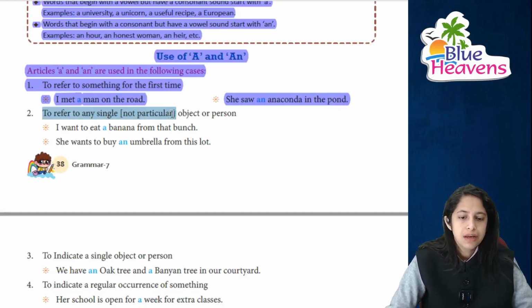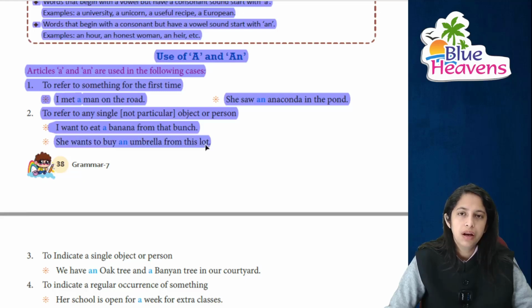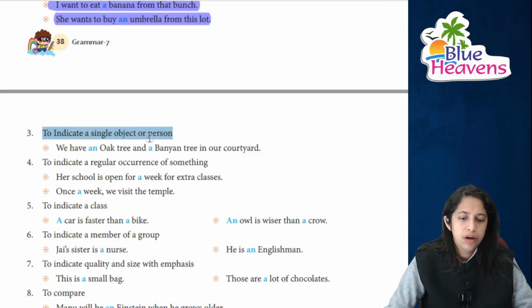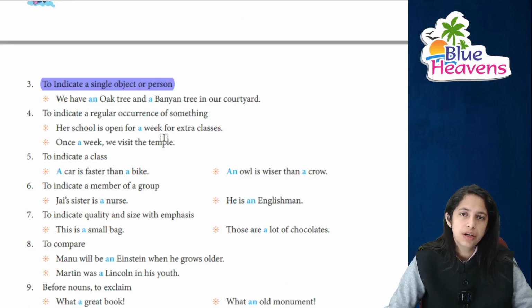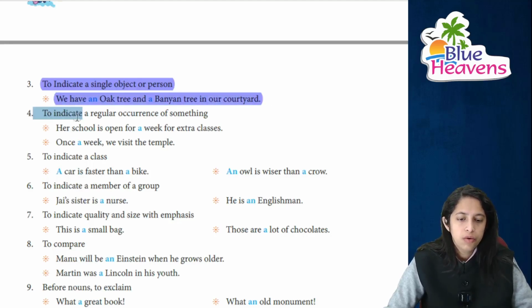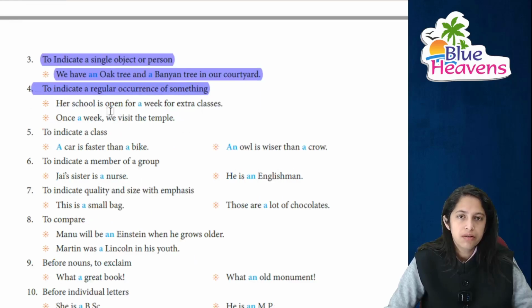To refer to a single, not particular object or person. I want to eat a banana from that bunch. She wants me to buy an umbrella from that lot, right? To indicate a single object, किसी भी single object या person को indicate करना. We have an oak tree and a banyan tree in the courtyard. To indicate a regular occurrence of something, किसी की regular occurrence है.